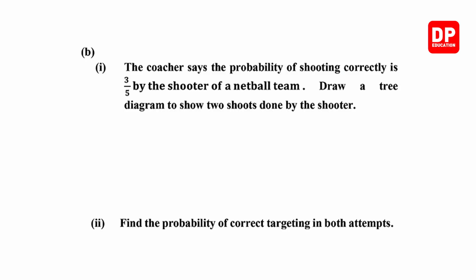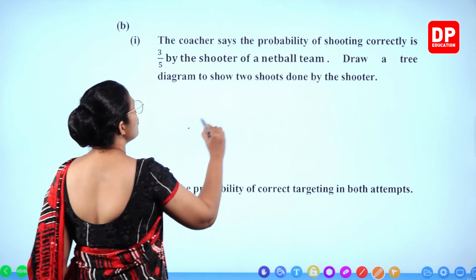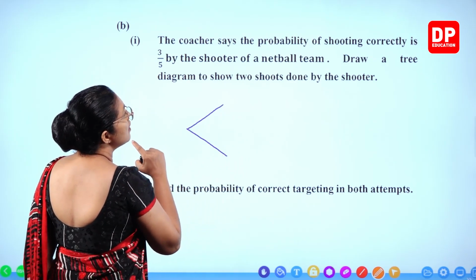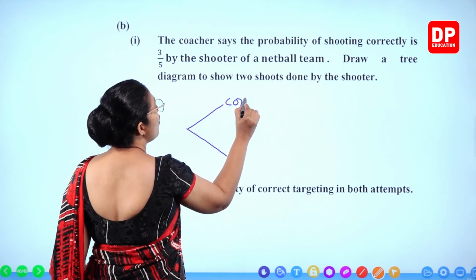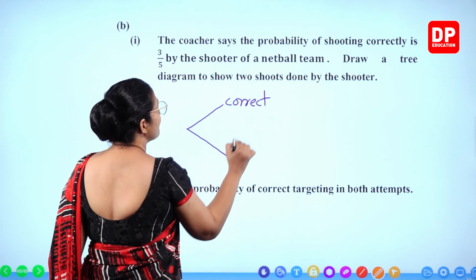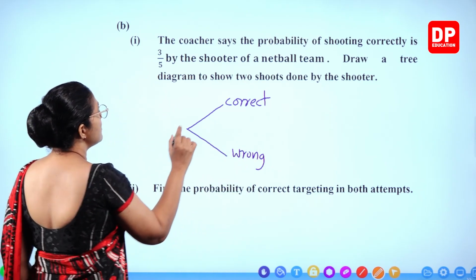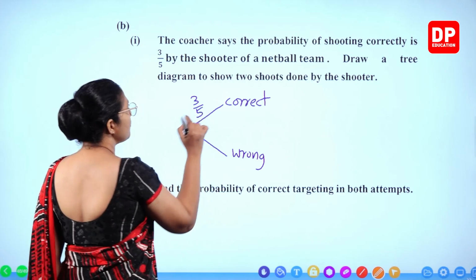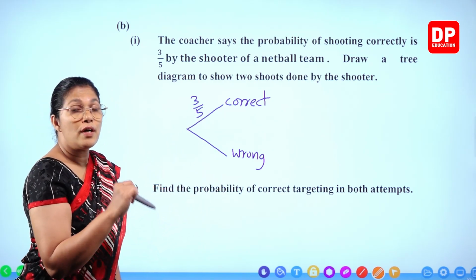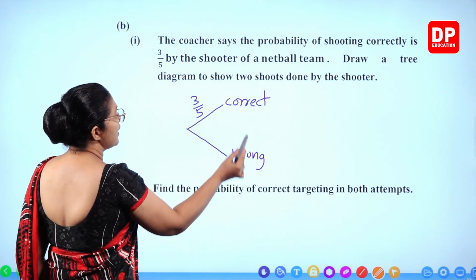The coach says the probability of shooting correctly is 3/5 by the shooter of a netball team. Draw a tree diagram to show 2 shots done by the shooter. So when you take one shot, it can be correct or wrong. So what is the probability of shooting correctly? It's given as 3/5.